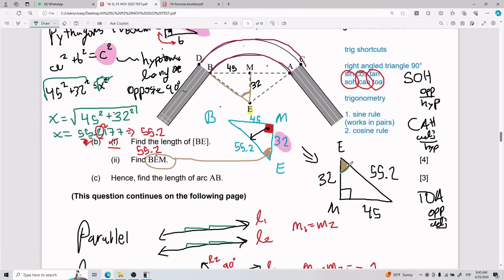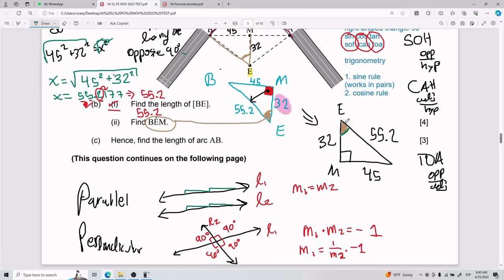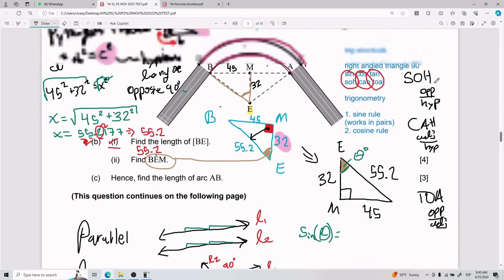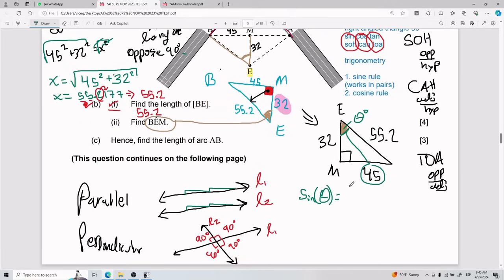Technically, if you're thinking about the perspective of this angle, one approach that you can employ is that you say, okay, we're going to call this theta, just to represent an angle. If you call that theta, you can actually use all of these. So you can say that sine theta would be opposite over hypotenuse. The opposite would be 45 because it's on the other end. The hypotenuse is always going to be the long side, so the 55.2. So you can say opposite over hypotenuse.